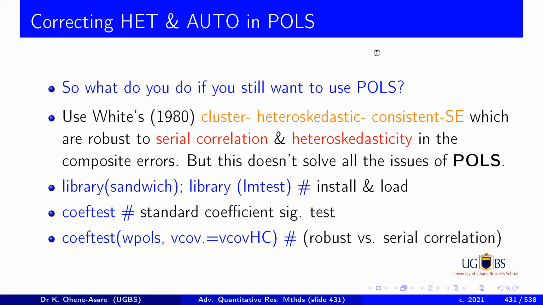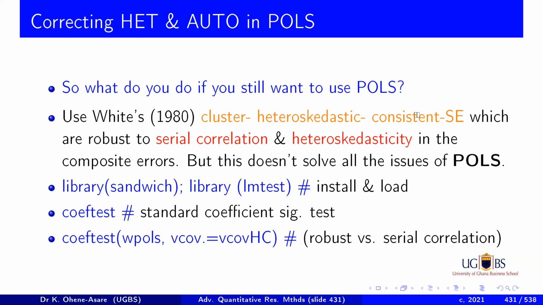So you're now going to have a new pooled OLS, and you will use a White heteroscedasticity-consistent estimator of the standard error, okay? Because that one is more robust to both serial correlation and heteroscedasticity. This White cluster heteroscedasticity-consistent estimator, we've spoken about it. There are several names for it, and the one that is well known is the Newey-West standard error. So you can use that, but this does not solve all the problems of the pooled OLS.